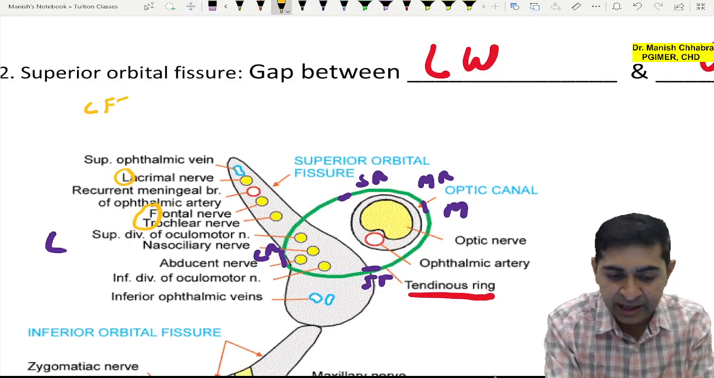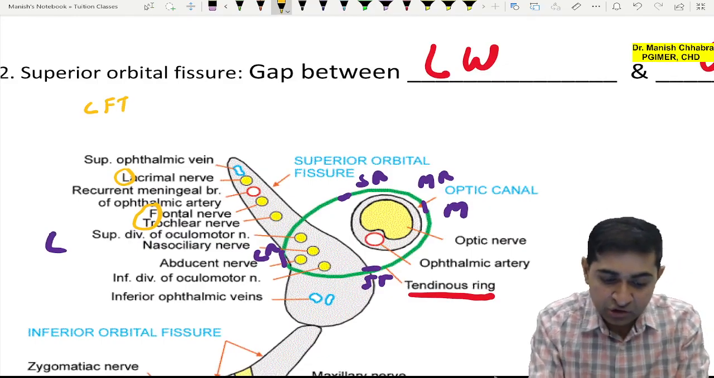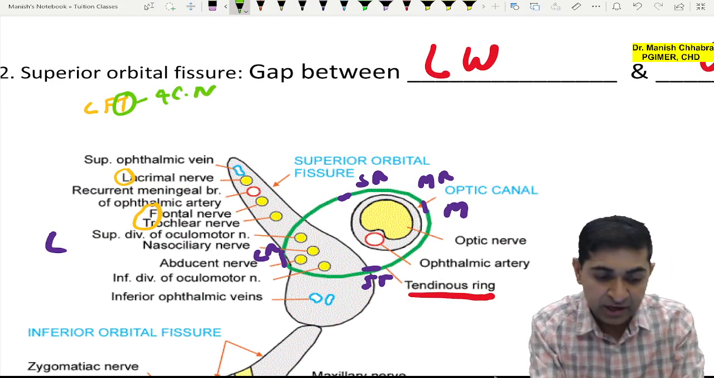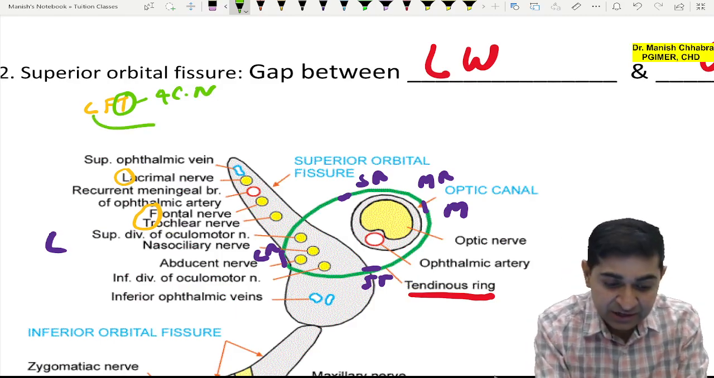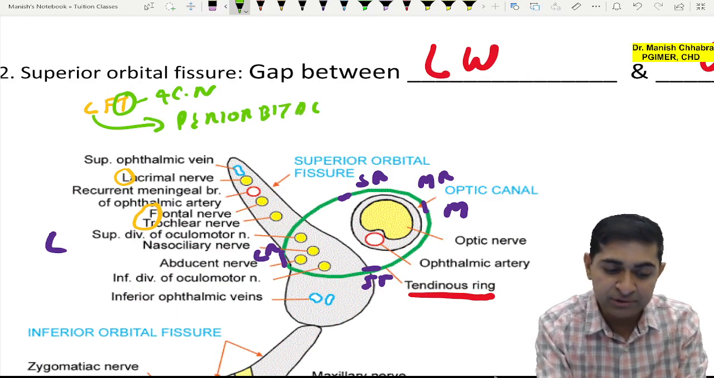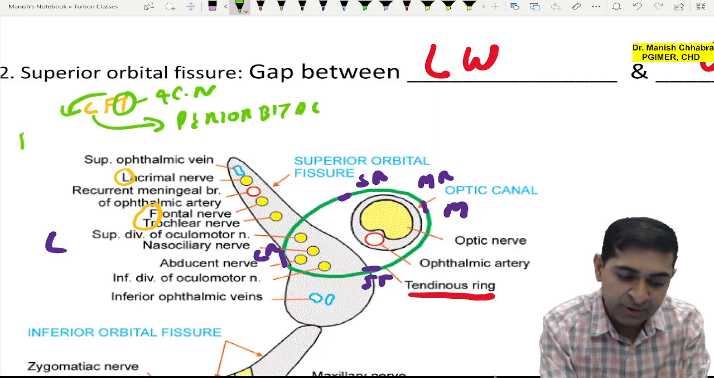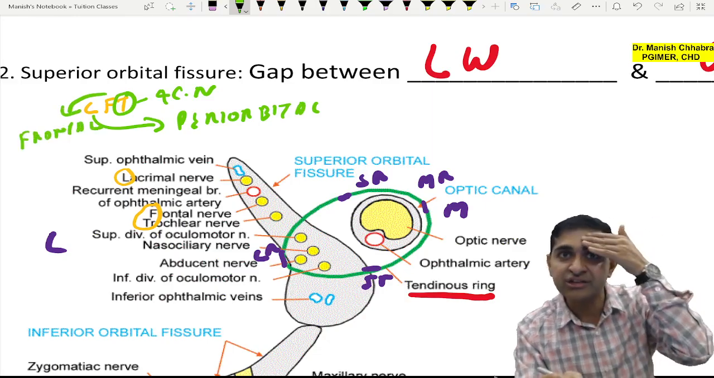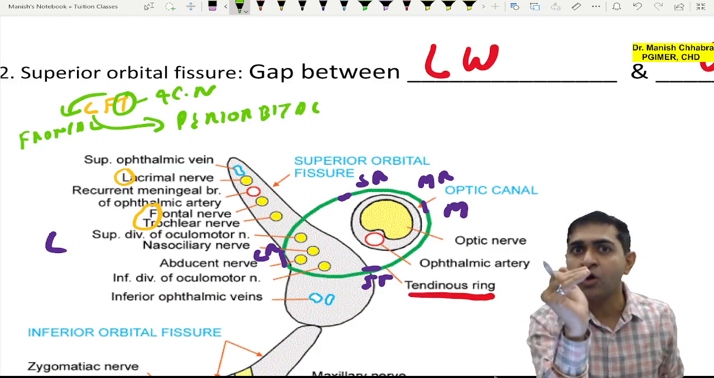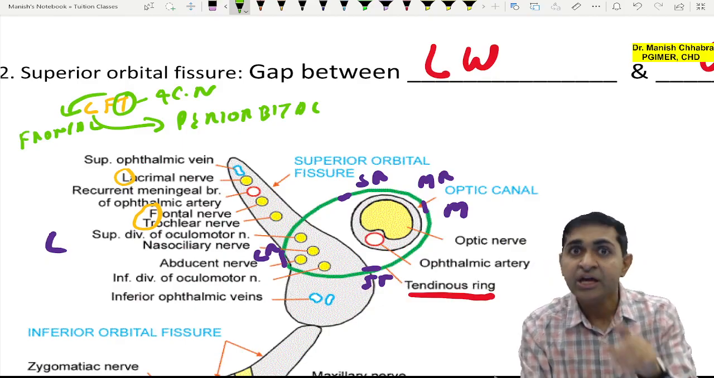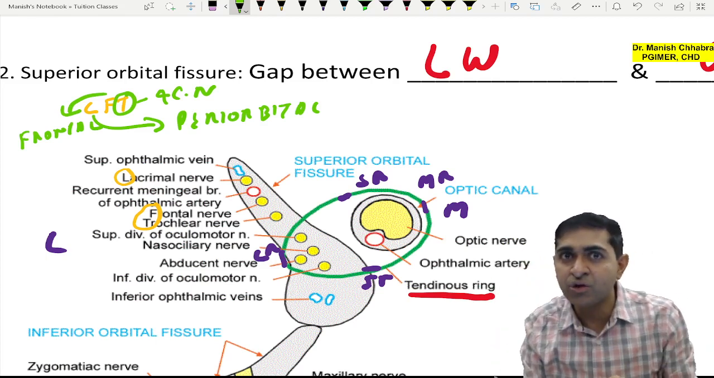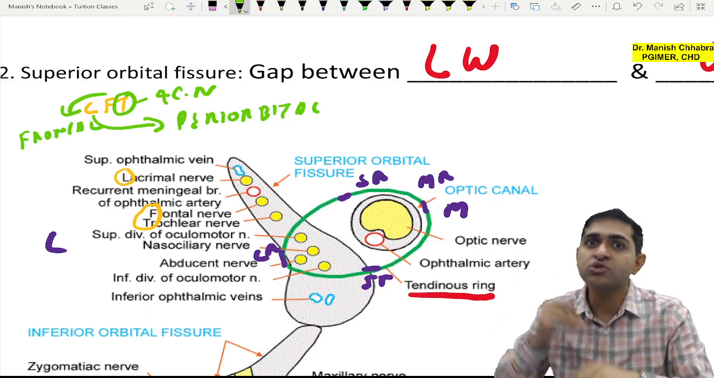Just write with me LFT. Okay, so trochlear nerve is your fourth cranial nerve, while lacrimal nerve is a nerve that supplies the periorbital area. It supplies the periorbital region. Frontal, as the name suggests, supplies the frontal region. Okay, all right. Now apart from these three nerves which are entering into the orbit via the superior part of superior orbital fissure, there is one artery which goes out of the superior part of superior orbital fissure. There is one vein which also goes out.